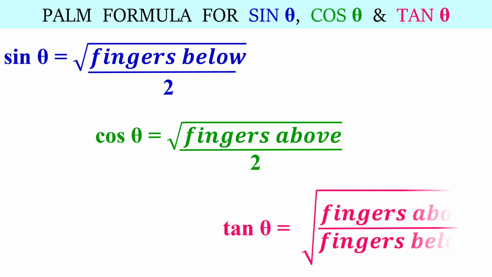Next we have tan theta. Tan theta is a combination of sine theta and cos theta. So the numerator as well as the denominator is inside the square root. It is square root of fingers above upon fingers below. Remember, in this the square root is for the numerator as well as denominator. So it is square root of fingers above upon square root of fingers below. So what is this above and below? It will be clear in the next slide.